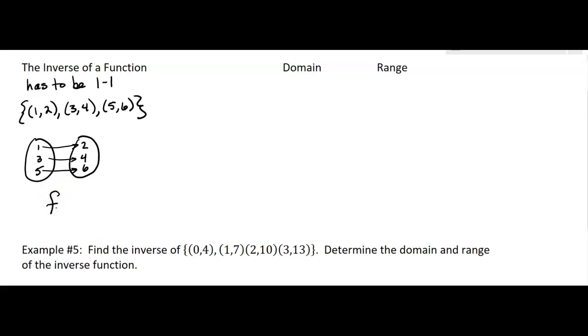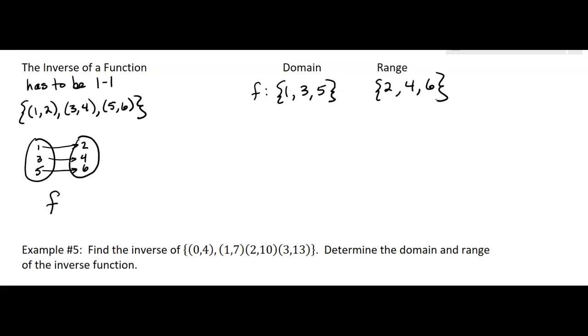All right. So if we want to know the domain and range, the domain for our function, for f, would be 1, 3, and 5. The range would be 2, 4, and 6. Now that's kind of review. We've done this type of thing with functions before. But now we're going to talk about what the inverse is.